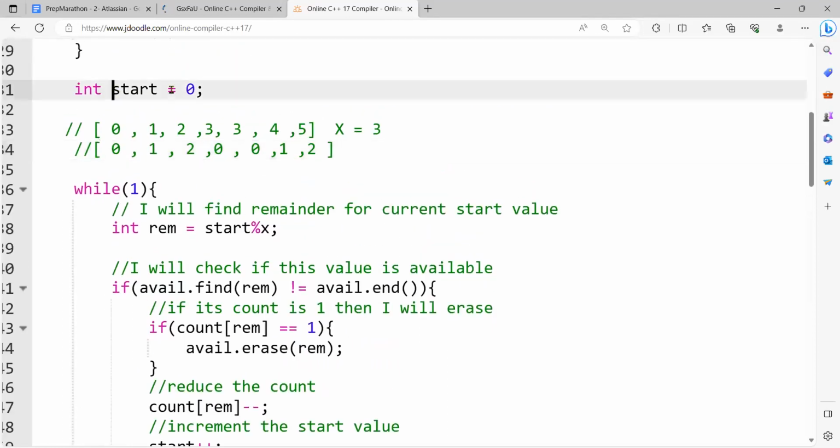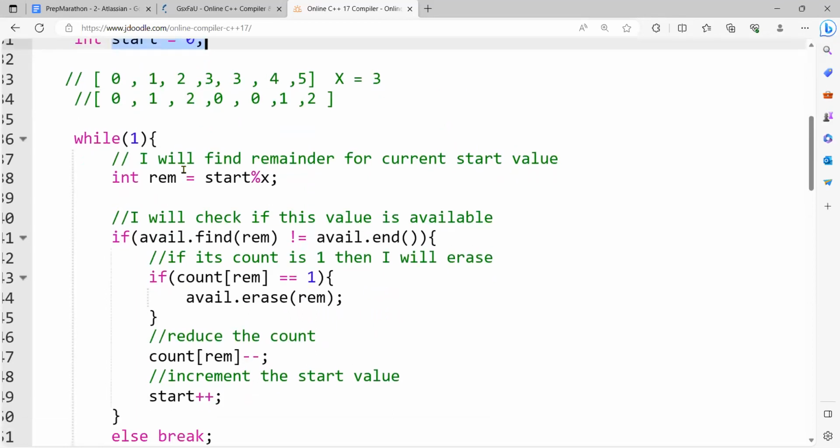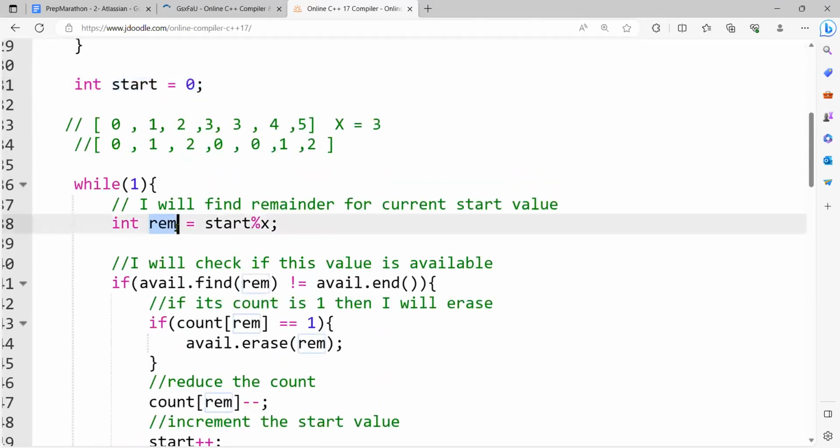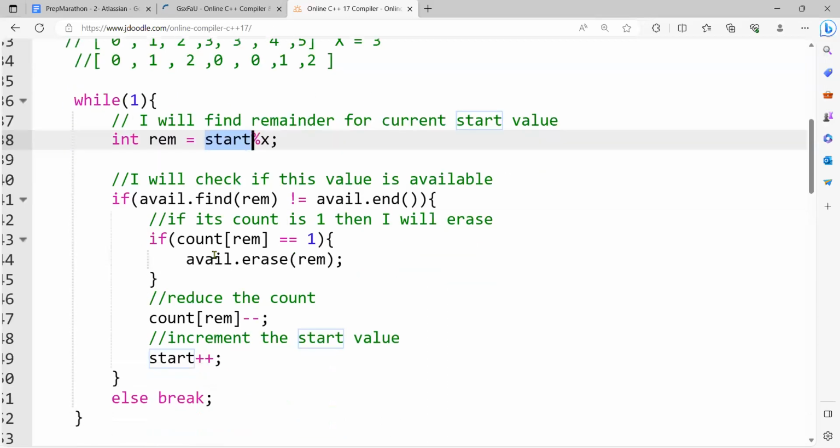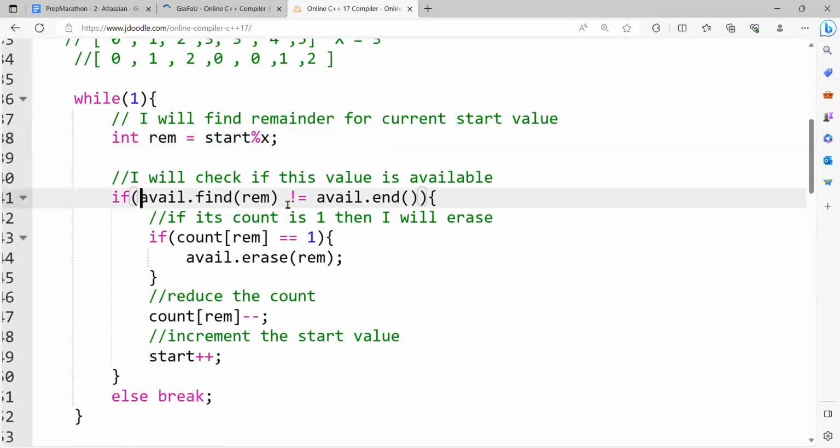Now we'll start finding, can we generate this max or not? So first we are finding the remainder for this start value. I want to see if I can generate this start value or not. Okay, now here comes the part which I was talking about.